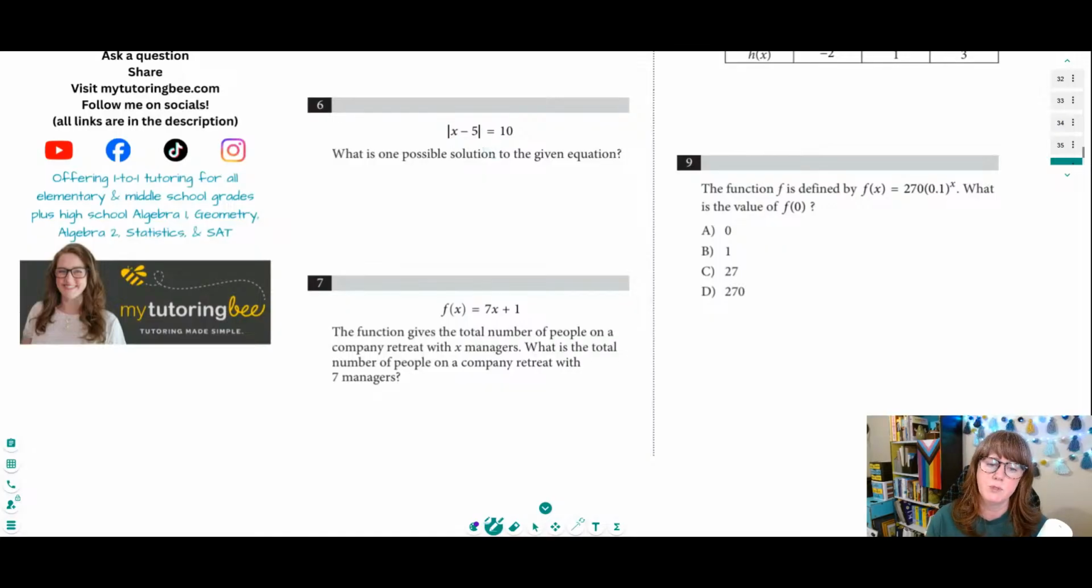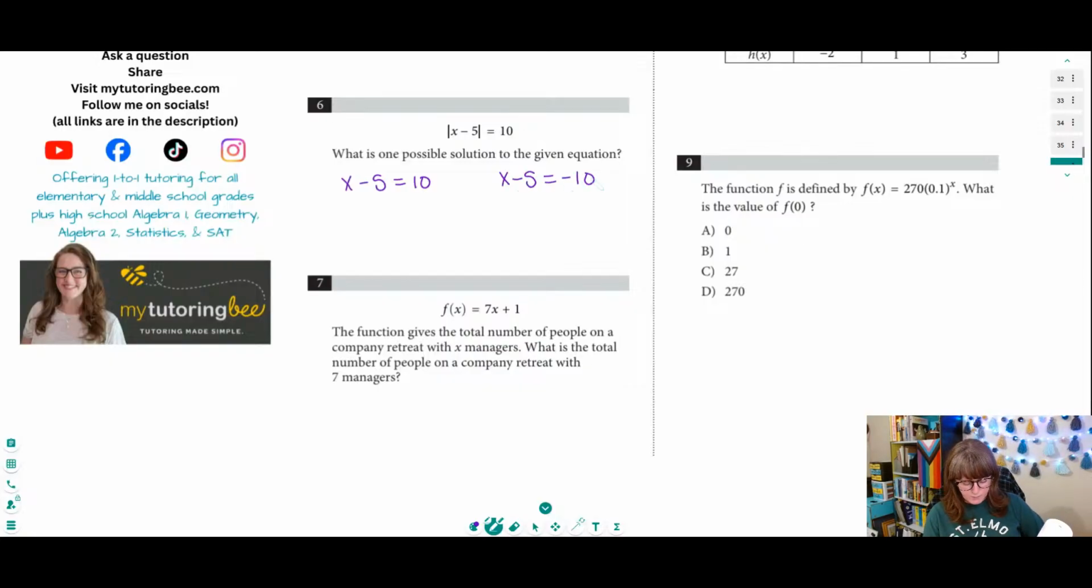Whenever you have the absolute value, and this absolute value is by itself on one side of the equation, so we don't have anything being multiplied times it or anything being added to it on the outside of those absolute value bars, then at that point we want to split it up into 2 problems, where we've got x minus 5 equals 10 and x minus 5 equals negative 10.